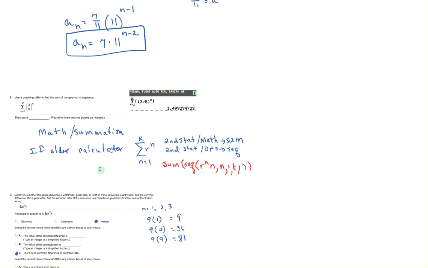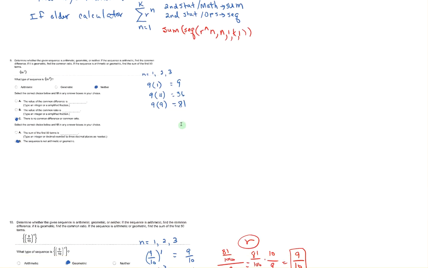All right, number 8. We're using a graphing utility. We've done that a few times. You can either go to math and look for summation. If it's the older calculator, here are the steps for that. I did it where I had the icon, and we get 1.499. It said round to 3 decimals. So 1.499 would be our answer for that one.